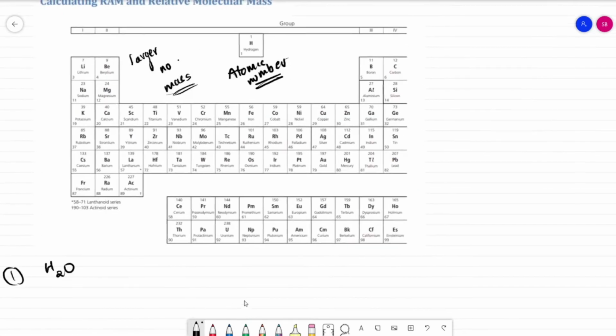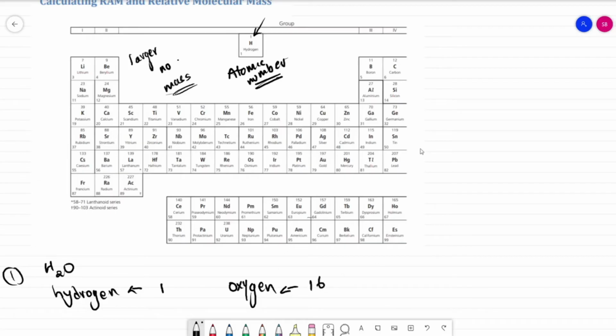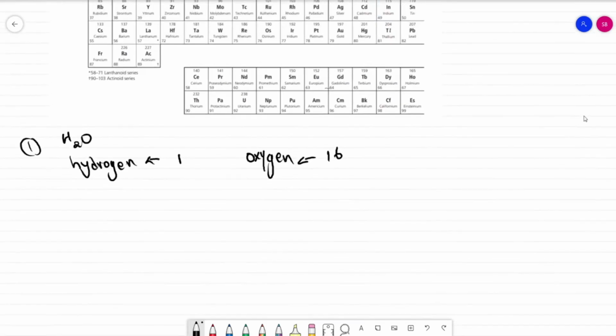Because if we go to hydrogen, we can see right here the mass is 1. So you can write hydrogen is 1, and oxygen is cut out in this periodic table, but it is 16. Sometimes you're given this in your examination, sometimes you have to go to the periodic table and find the mass. To find the mass, you see that there are 2 hydrogens, so I do 1 plus 1, and then there's 1 oxygen, so plus 16. This gives me 18. So the relative formula mass of H2O is simply 18.